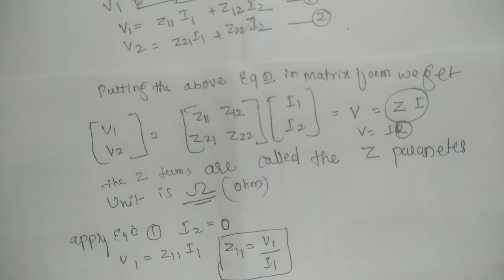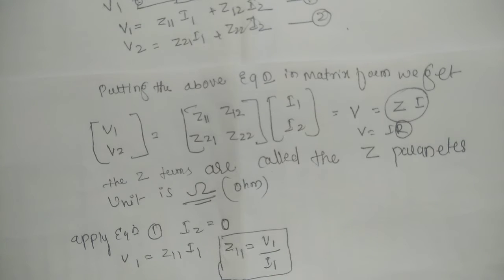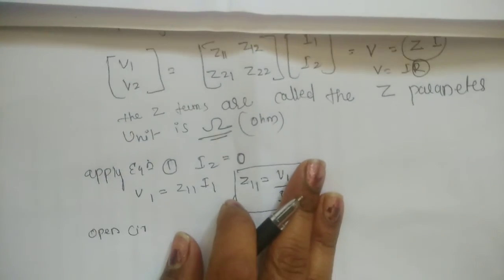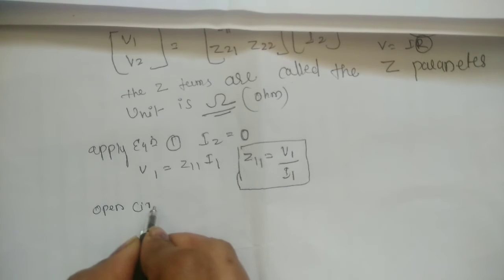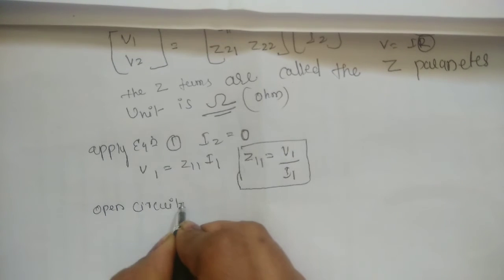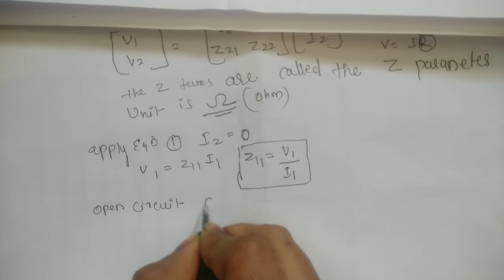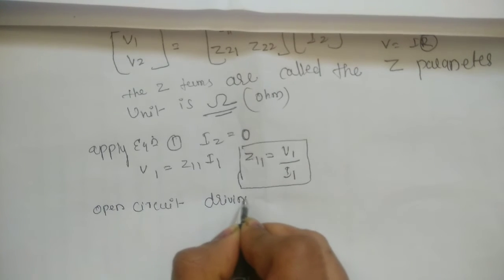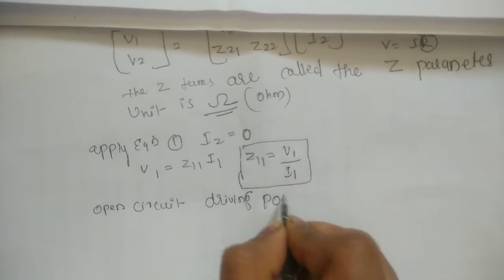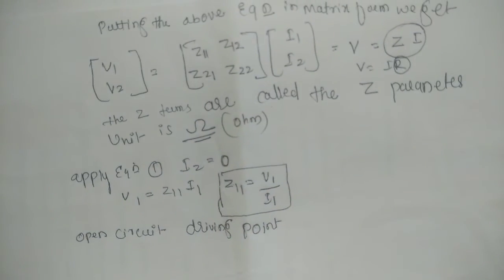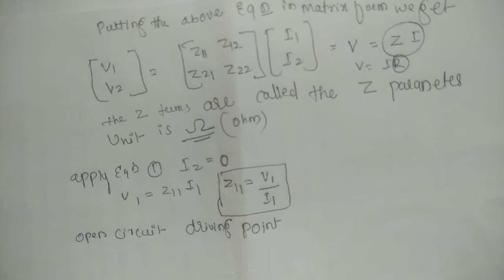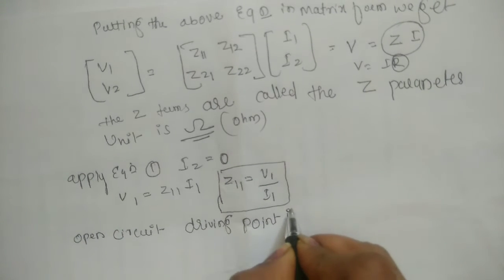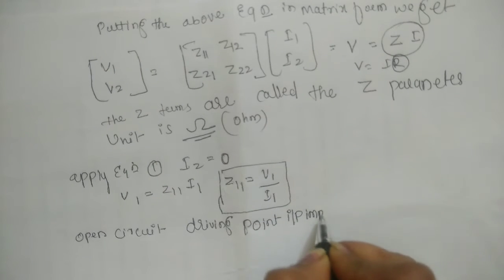This is called the open circuit driving point input impedance.